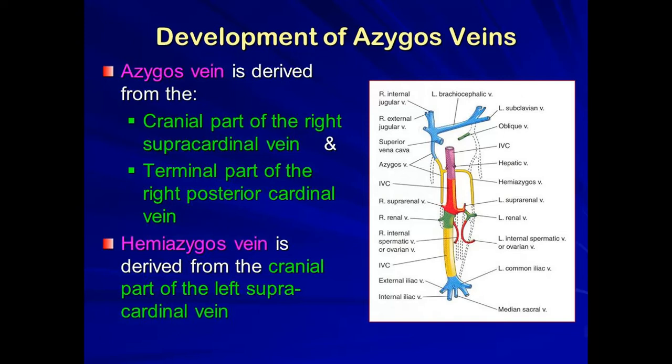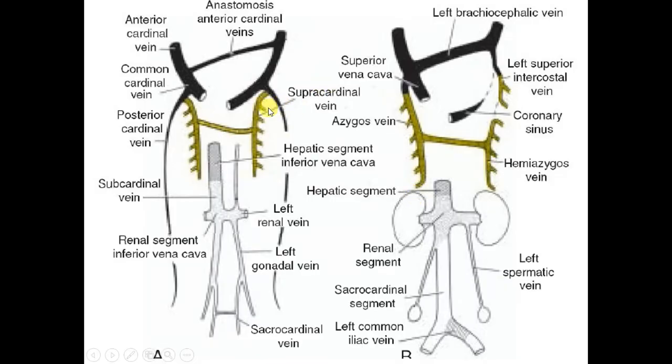Now the azygous system is derived from another part of the venous system, that was the supracardinal system. There are two; if we go back to this diagram, here is the supracardinal venous system, one on the right side and one on the left side. But now we see that the right side drains the intercostal veins, and on the left side the upper, cranial part loses connection with the second and third, and they form the left supraintercostal vein that drains into the brachiocephalic vein at the junction. But the rest on the left side drains the remaining intercostal veins, forming the hemiazygous veins. On the right side, it is named the azygous system.